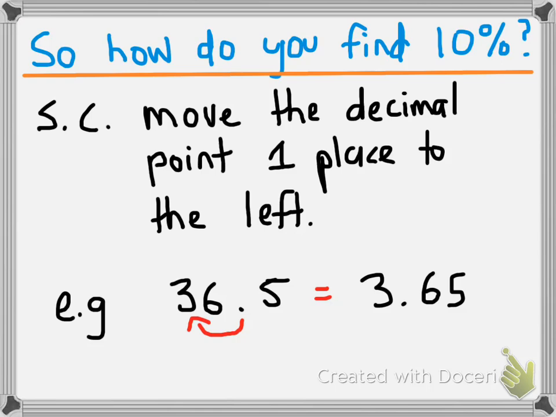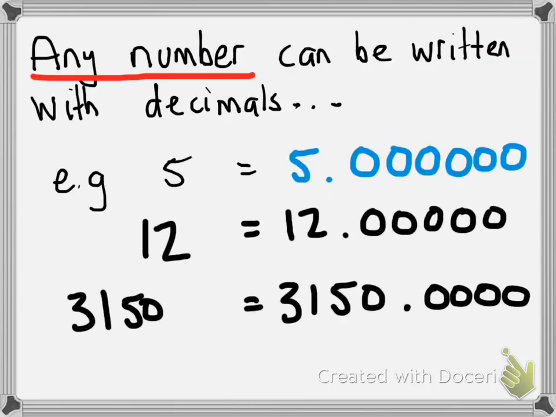So if you have 36.5, to find 10% of that number, you move the decimal point to the left, so it becomes 3.65. Now, any number can be written with decimals, so we just tend not to write them. But if you look at the number 5, well, that could equal 5.0000000. Number 12 would be 12.00000, and 3,150 is 3150.0000. I think you get my point.